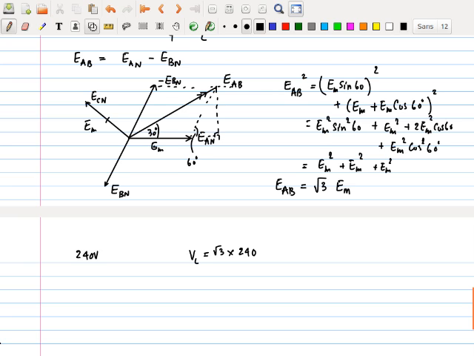Right? Now, you have calculated, can somebody do this calculation? Root 3 into 240, how much is this?